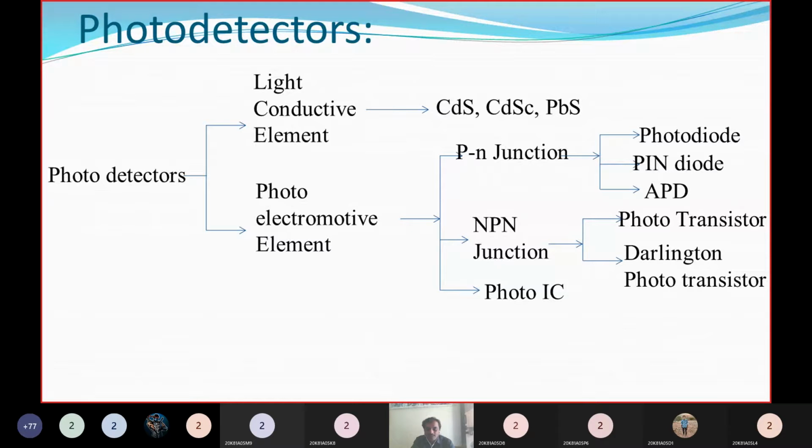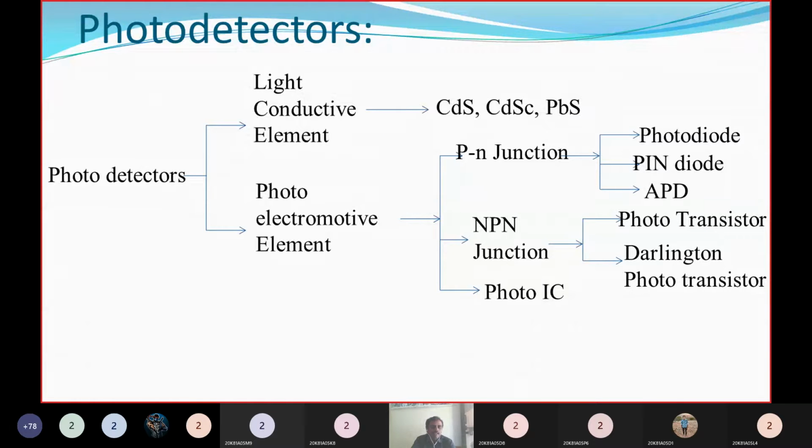In the case of LEDs, if you supply some voltage, that means the diode is connected in forward bias. Electrons will move towards the junction. Similarly, holes will move towards the junction. At the junction, the emission process will occur. Electrons will recombine with holes, and in this process, light will be emitted. So this is electrical energy into light energy conversion.